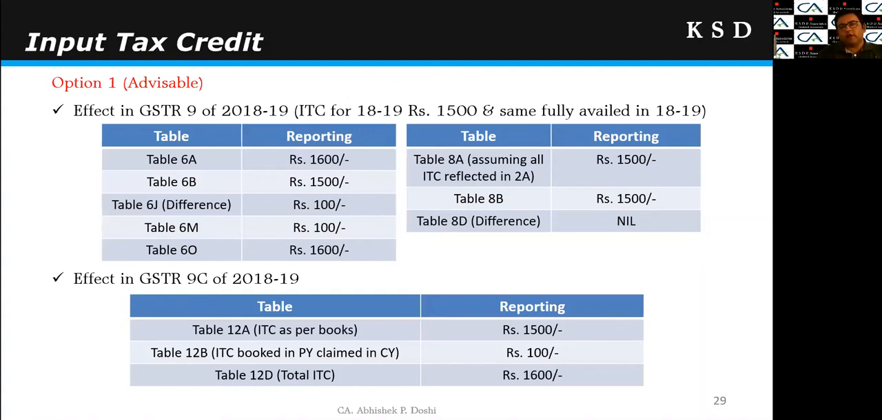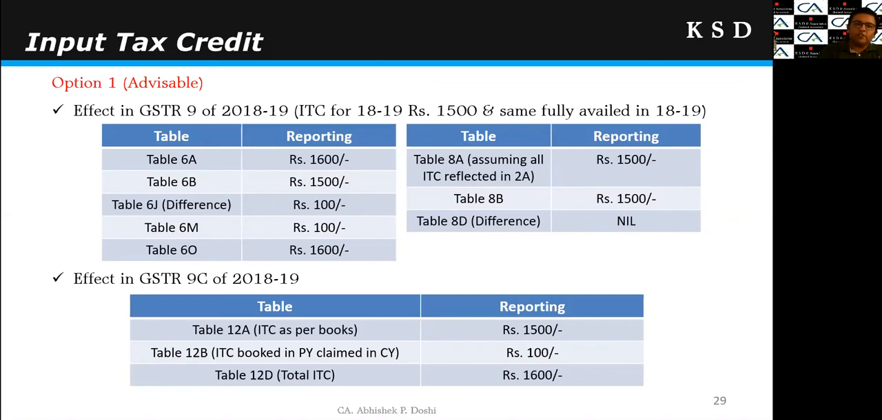Option one, how we will reflect in the 18-19 annual return. First, assuming that 18-19 ITC is 1500 rupees, but the table 6A auto-populated figure will be reflected as 1600. 1500 ITC of 18-19 plus 100 rupees ITC of 17-18 taken in the 3B of 18-19. So 6A will come as 1600.